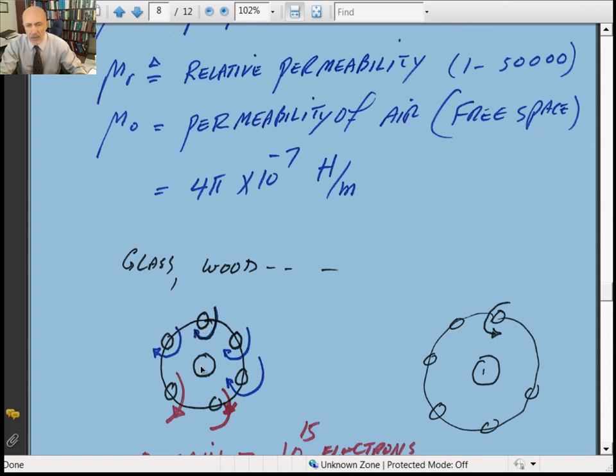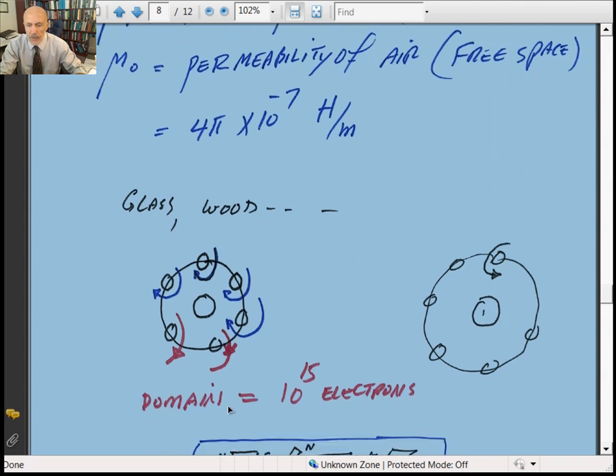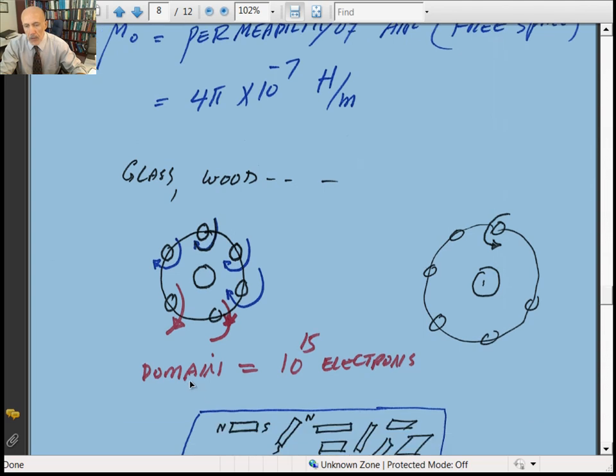Now, for materials such as ferromagnetic materials, the number of electrons that go in a clockwise direction is not the same as the number going in a counterclockwise direction. Then there's a net result that generates a very small magnetic field. It's called the domain. In a ferromagnetic iron, there is only one extra electron going in the opposite direction. The rest of them cancel each other out. If you have 10 to the 15 of those extra electrons, they will generate a magnetic field in the same direction. It's called a domain.